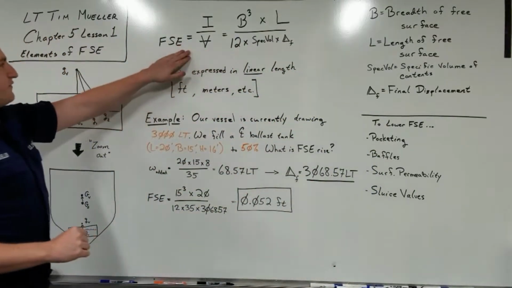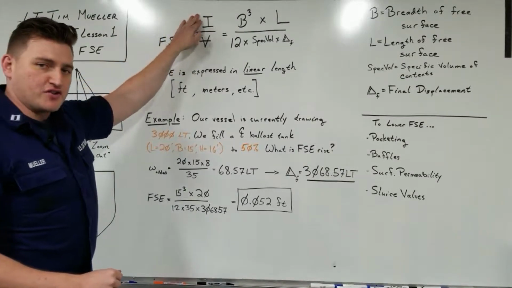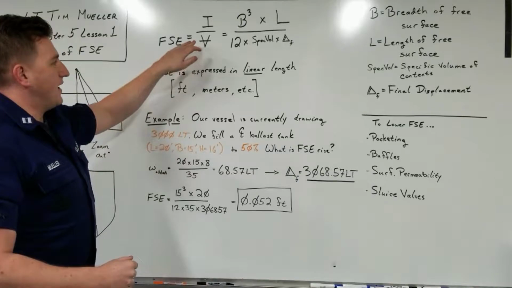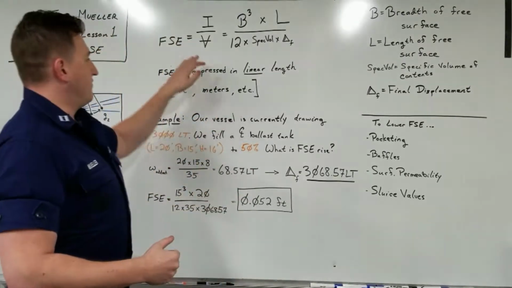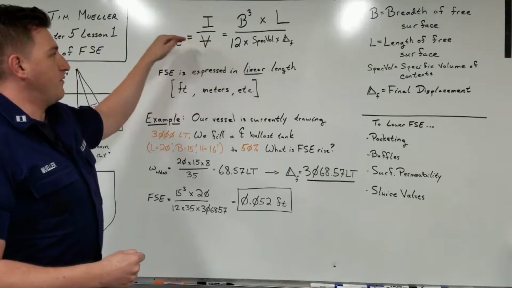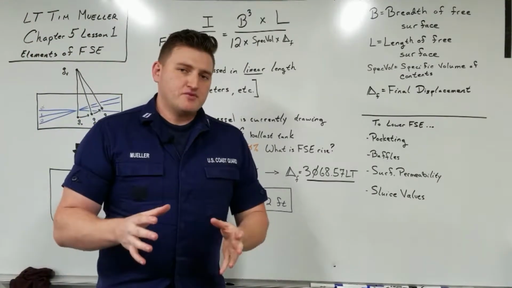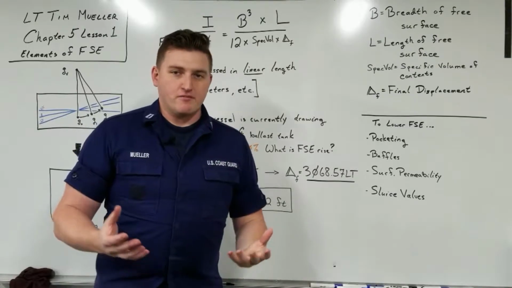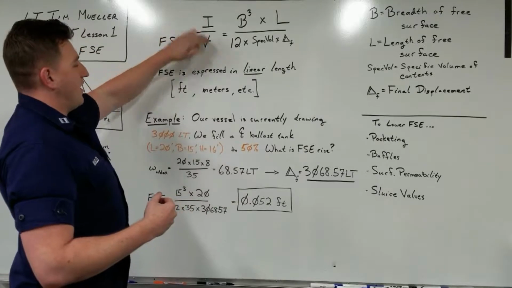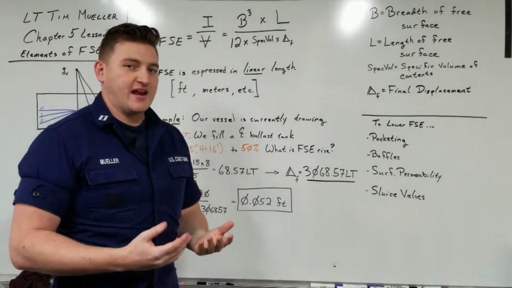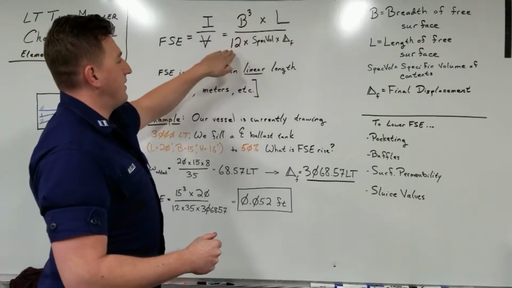So the equation for free surface effect, by definition, is I, the moment of inertia of the free surface, divided by the submerged volume of the vessel itself. This symbol here being a capital V with a line through it. But if we make certain assumptions, we don't need to do any calculations for the moment of inertia. By definition, the moment of inertia of a rectangle, if we assume that the tank is rectangular, is B cubed times L divided by 12.